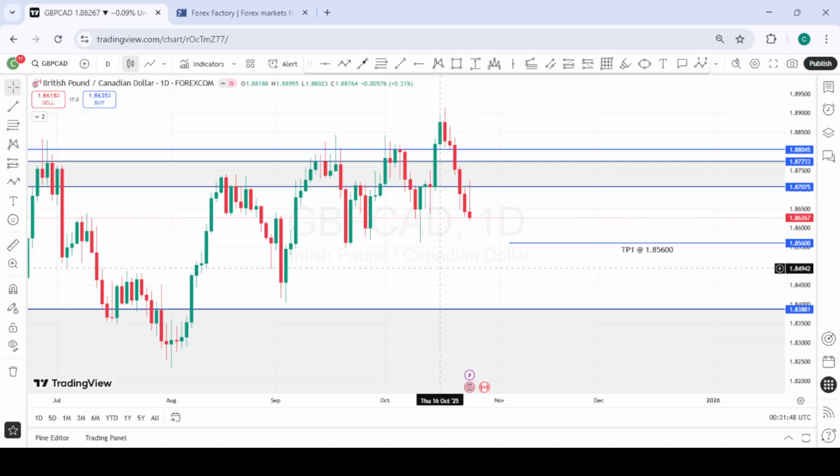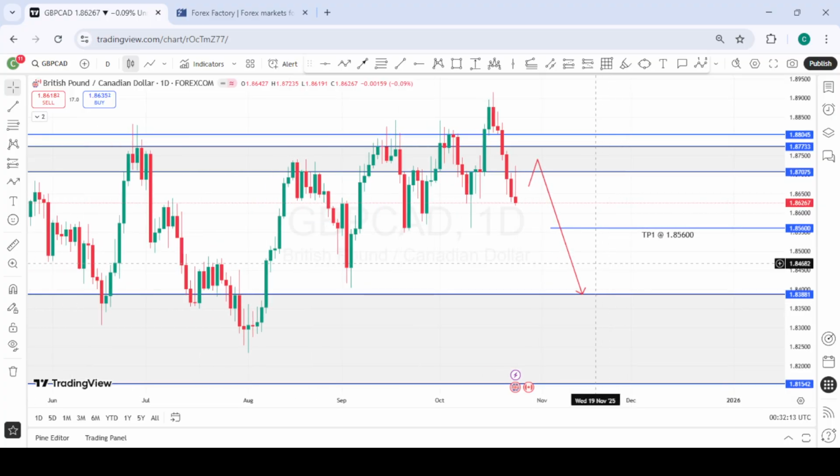We have here GBPCAD, and GBPCAD on the weekly perspective is now bearish. On the daily perspective it is also bearish, and on the 4-hour perspective it is also bearish. So for the coming week, we're expecting a pullback to this very first area of interest, and we look for selling confirmations, reversal patterns to sell to the downside to this very first TP, and our ultimate TP is going to be within this zone.